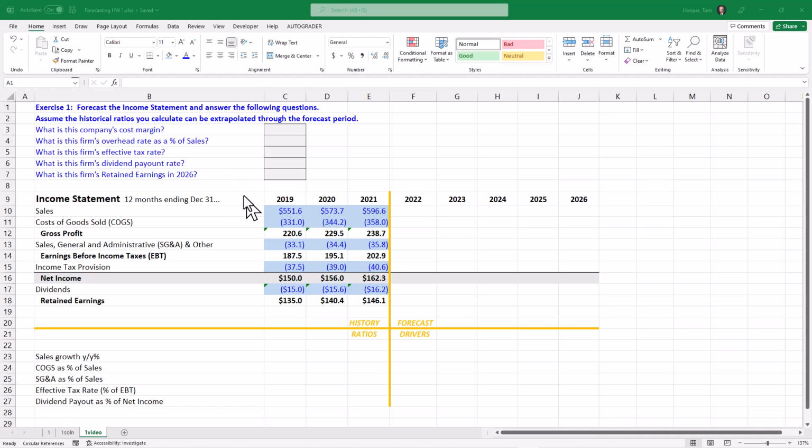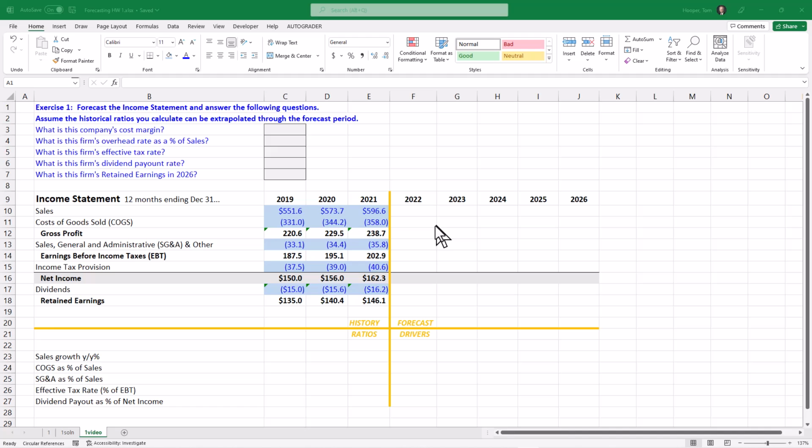So the way this is set up, we have the historical performance of the firm. We have the historical income statement up here in the upper left quadrant. I've drawn these golden lines on here just to separate this worksheet into quadrants. And here's where our history is. We're going to calculate some ratios, and then we're going to assume that those ratios can be extended into the future. We're told in the problem that's a safe assumption.